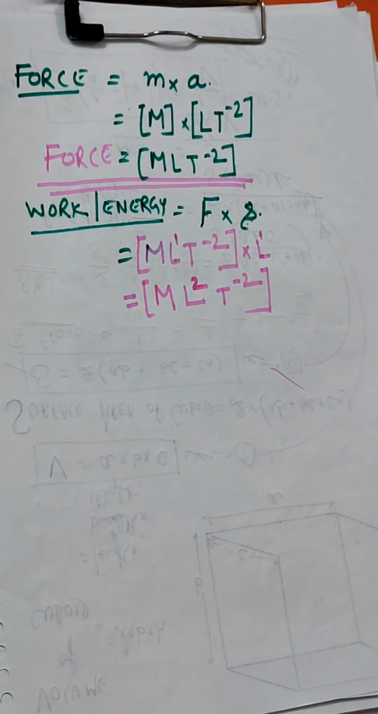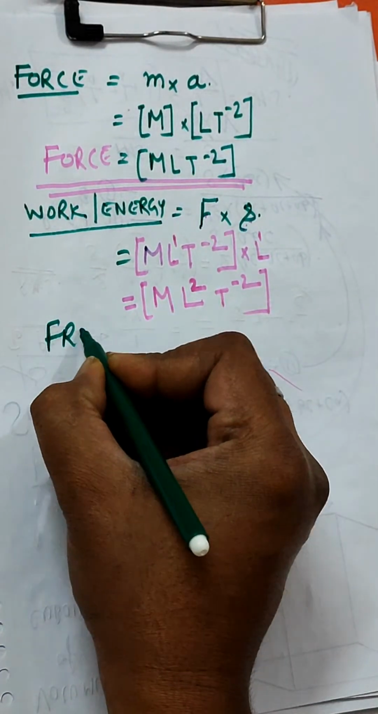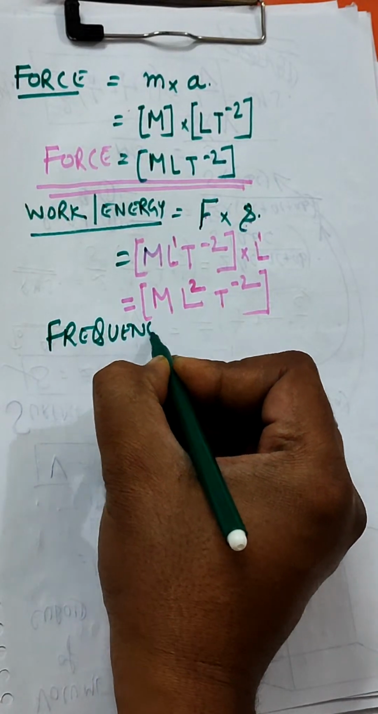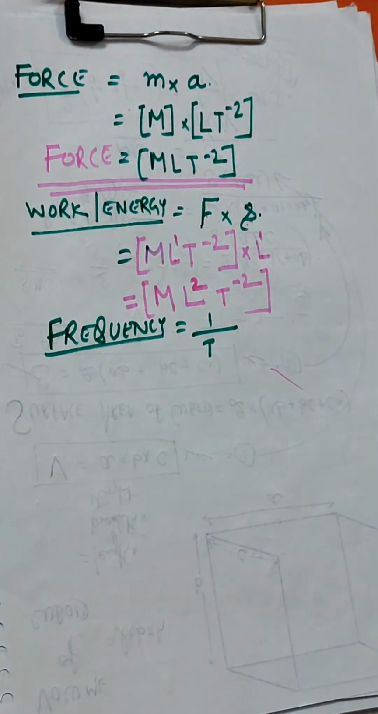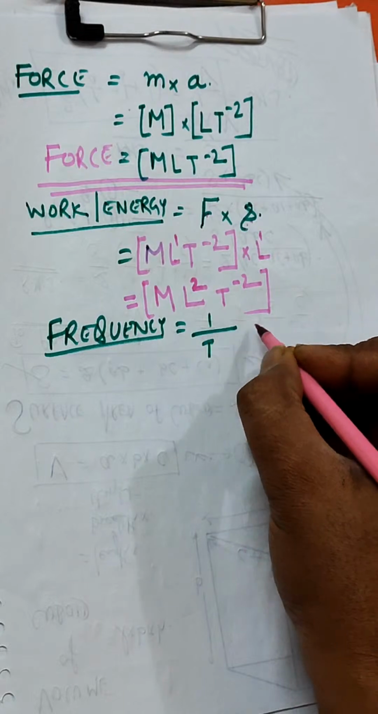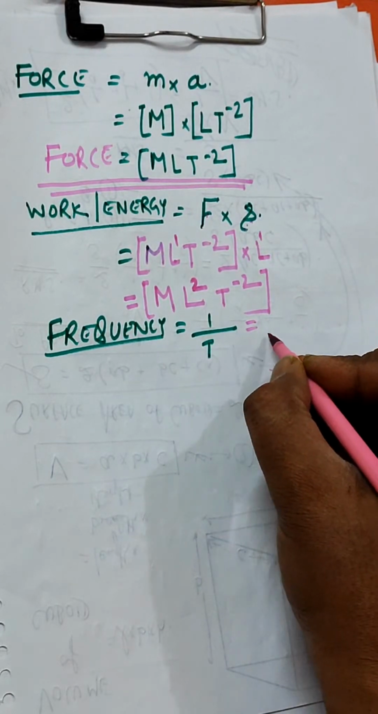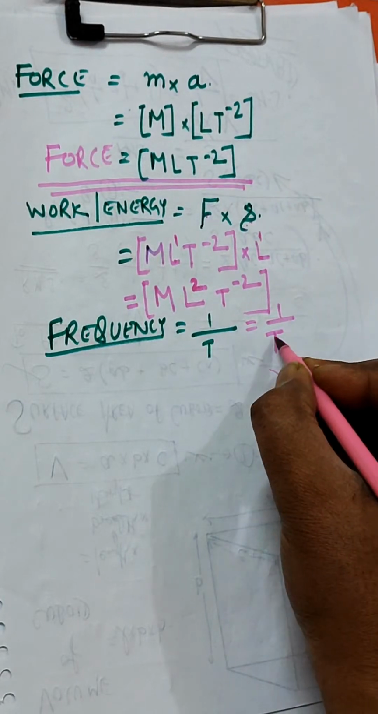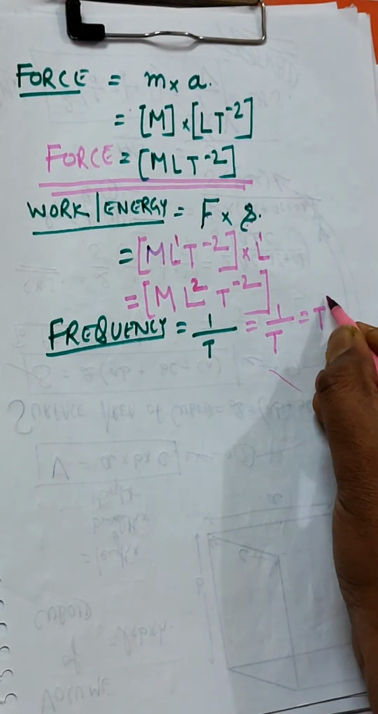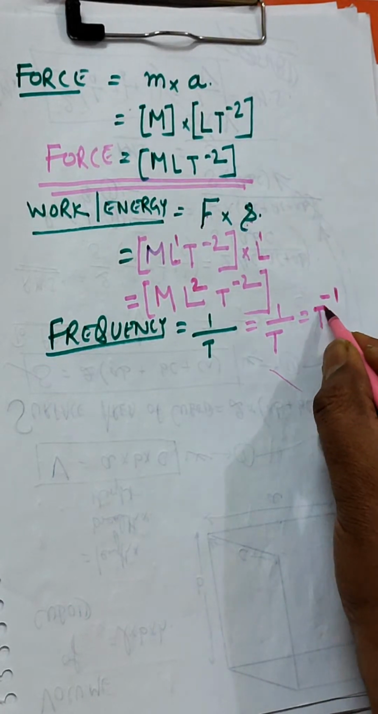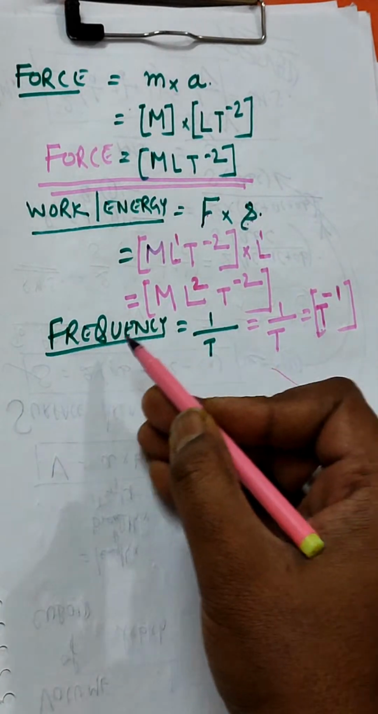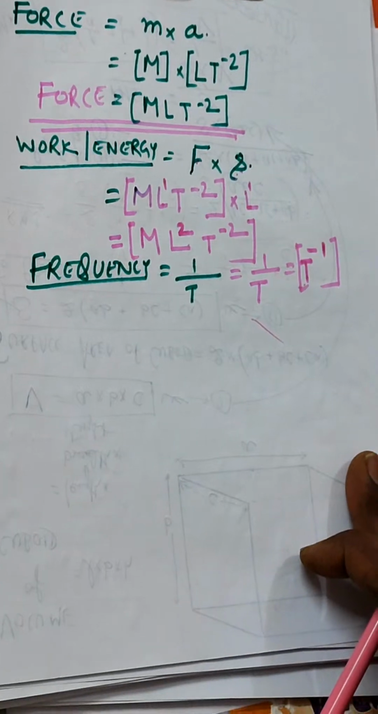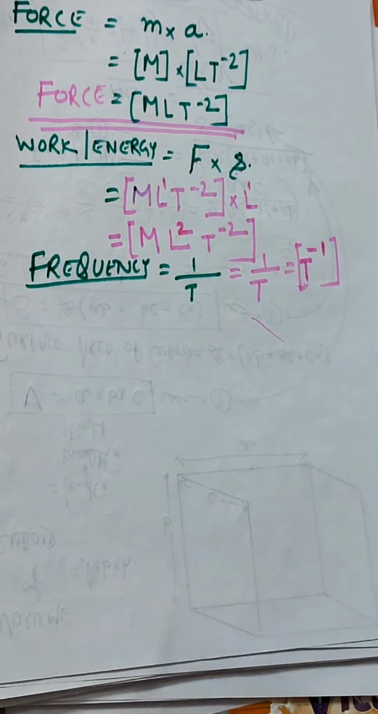Now we can also take an example of, let's say, frequency. What is the dimension of frequency? Frequency is 1 by time, right? What is the dimension of time? It will be T. So when it comes into the numerator, it can be represented as T power minus 1. So T power minus 1 written in the big bracket will be the dimension of frequency, right? I hope this is visible to you.